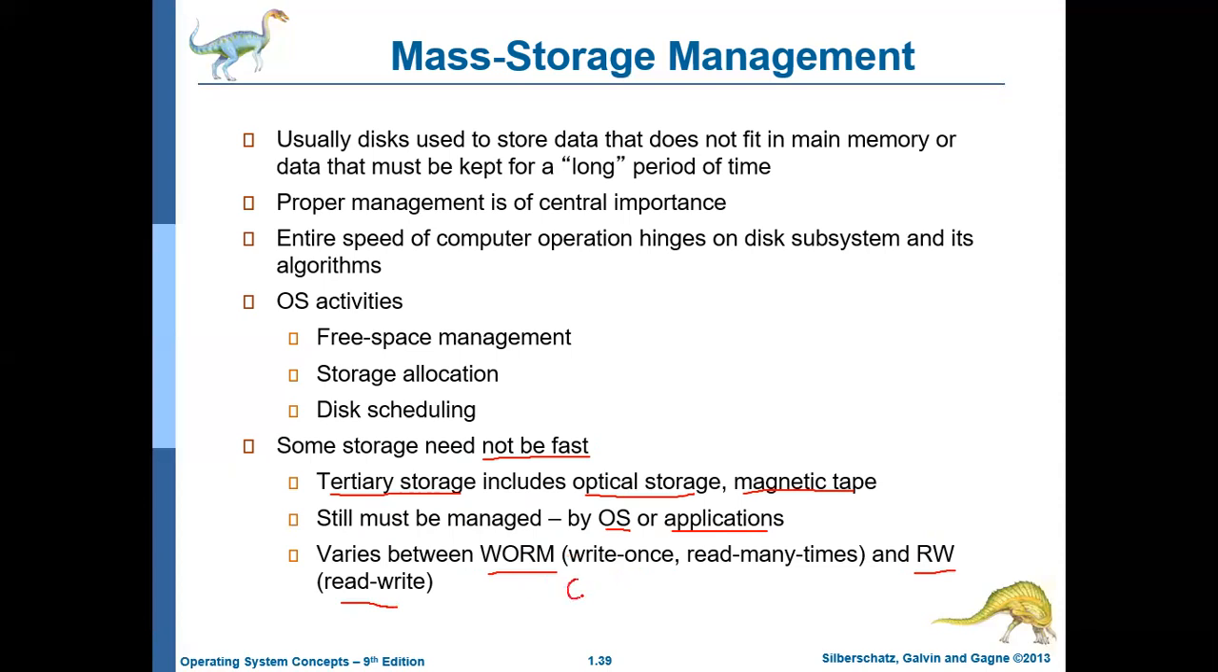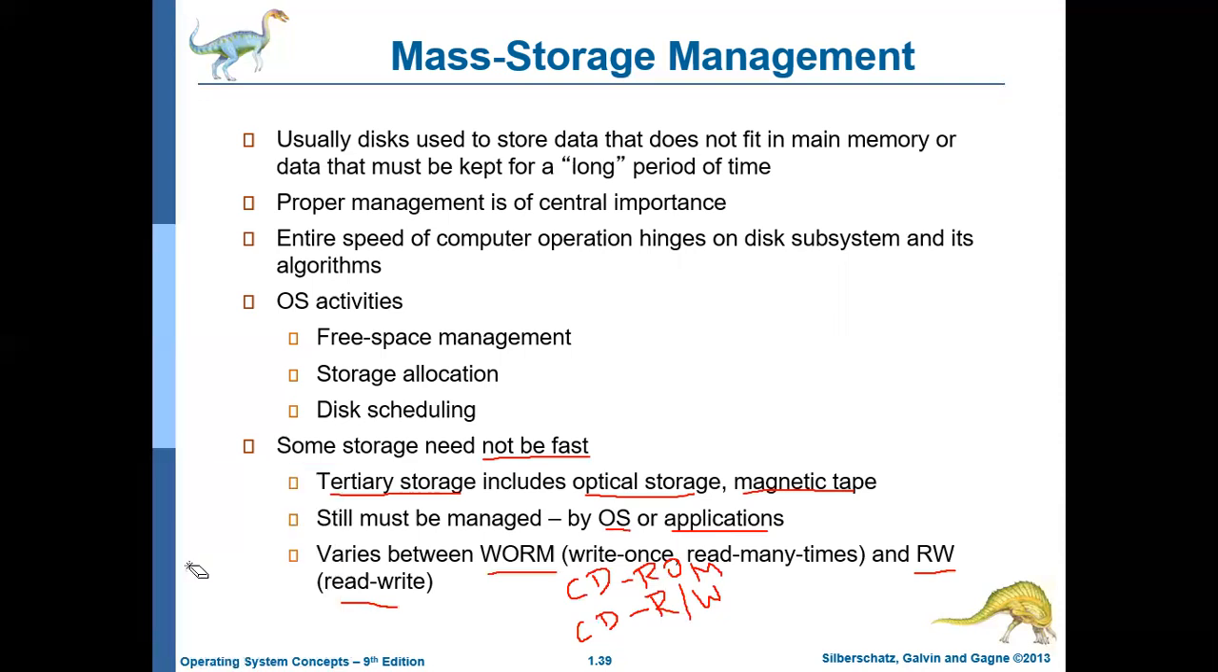For example, if you take CD, there are two types of CDs: CD-ROM and CD-RW. CD-ROM is a WORM kind of thing. Write once and read many. Once you write, you can use it any number of times, as long as it is not physically damaged. There is another category of CD called read-write disk, where you can write it, and then if you think the content is irrelevant, you can erase it and rewrite. So that's it about mass storage management.